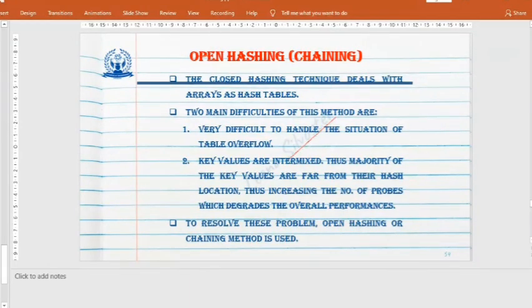Okay, the next one is open hashing, otherwise known as chaining. The closed hashing technique deals with arrays as the hash table. The main difficulty of this method is that it is very difficult to handle the situation of table overflow. In some cases, table overflow will occur.